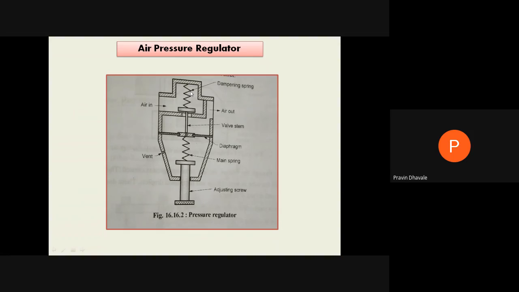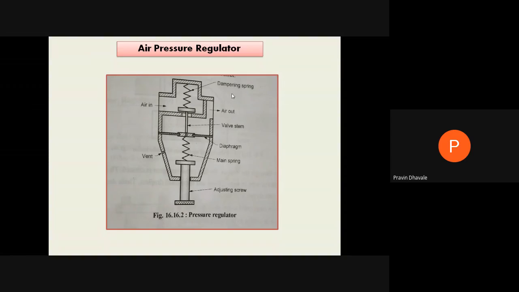आणि ही डायफ्रॅगम स्प्रिंगचं काम काय? कॉम्प्रेसर कडून जी काही येणारी एअर आहे प्रेशराइज, it will have some fluctuation. So in order to reduce that fluctuation and supply constant pressure of air to the pneumatic system, we are providing this damping spring. समजतंय? Air pressure regulator. Yes, sir. हा as like a safety valve म्हणून देखील act होतो.